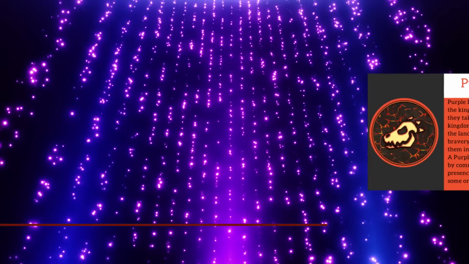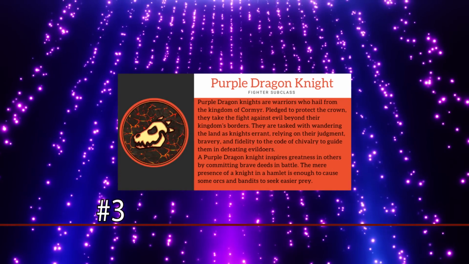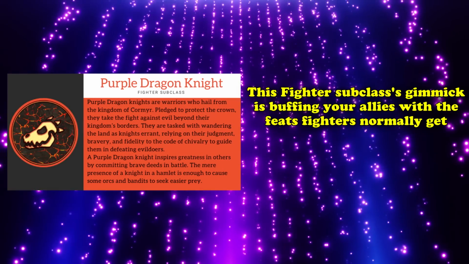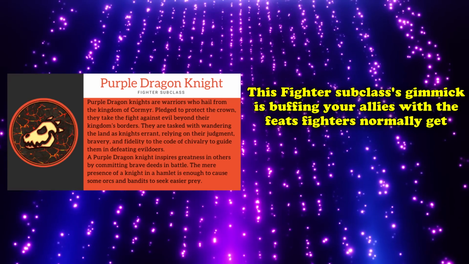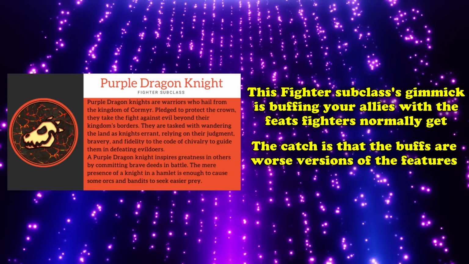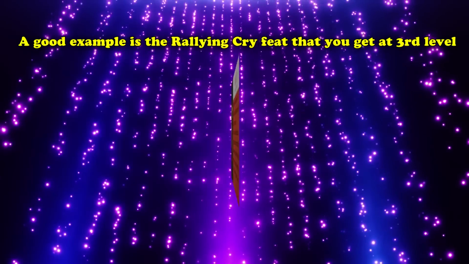And at number 3, we have the Banneret Fighter, which is also referred to as the Purple Dragon Knight subclass. This fighter subclass basically focuses on granting your allies some of the same features you would normally get as a fighter, but with less effectiveness than the actual feature.